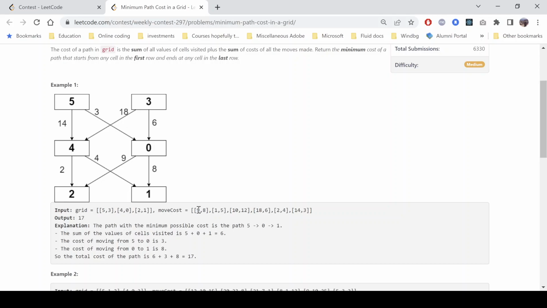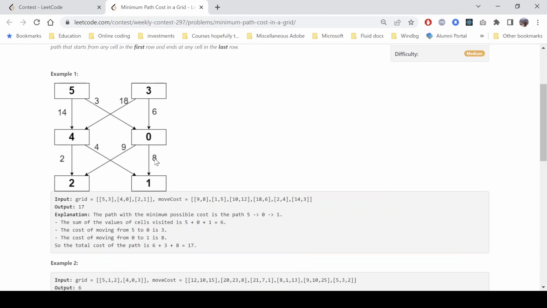So in this case, 5 and 0 will also be included in the cost, right? So we will be taking a path to adjacent rows from the ith row to the i plus 1th row, and hence there will be some cost. We need to return the minimum value out of that. So here we can see the path with the minimum possible cost is path 5, 0, 1. That means you move from 5 to 0 and 0 to 1.